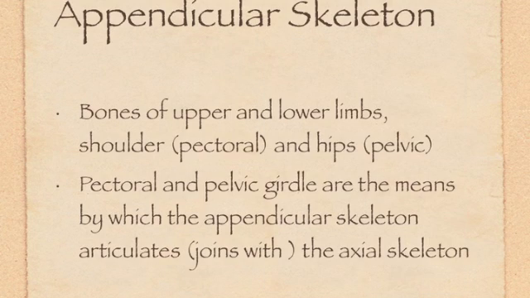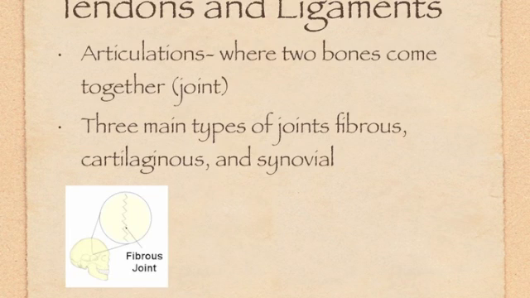So the appendicular skeleton is the bones of our arms and our legs, our shoulder girdle, and our hips, or pelvic girdle. That's where the appendicular skeleton attaches to the axial skeleton, at the shoulder and the pelvic girdle. Where two bones come together, we call that a joint, and the two bones articulate with each other, or come in contact with each other.